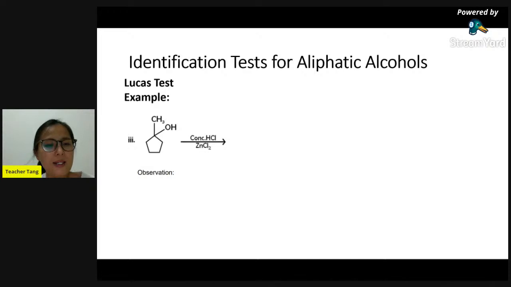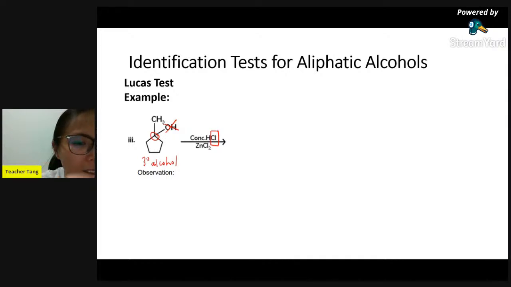Then now we move on to look at number 3. Look at this. This is our reference carbon, no hydrogen, so 3 alkyl groups, tertiary alcohol. So for a tertiary alcohol, remember Lucas reagent, SN1. The tertiary carbocation is the most stable, so the substitution reaction occurs fastest. So substitution: Cl replaces the OH.